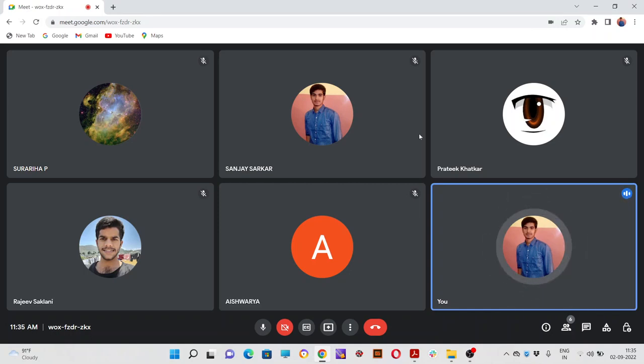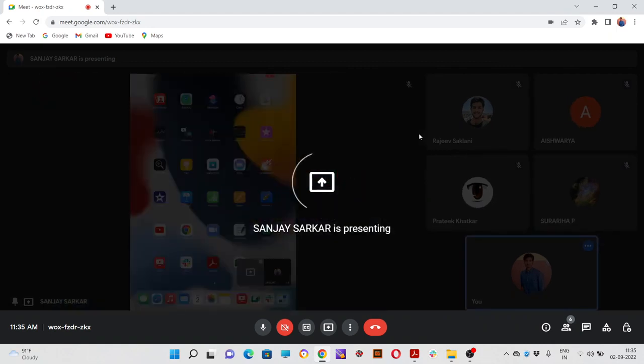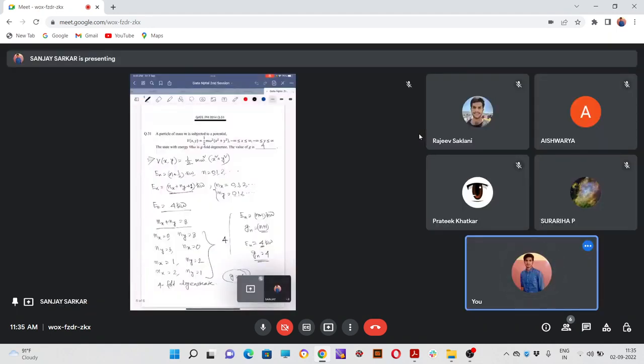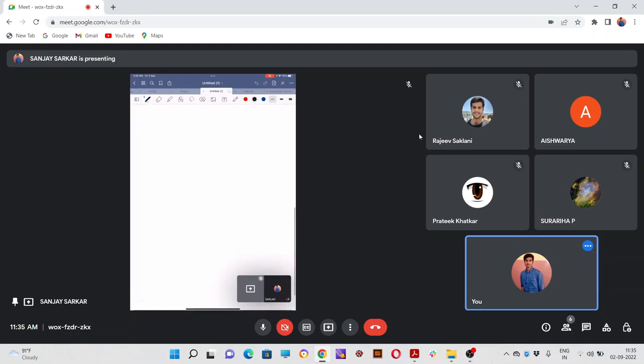So today I will solve the time independent Schrodinger equation, and we will also solve a few problems regarding the infinite potential well and the 1D harmonic oscillator. So I'll start with the basic theory of the infinite potential well. Let me share my screen. I hope my screen is visible. Yes, sir.